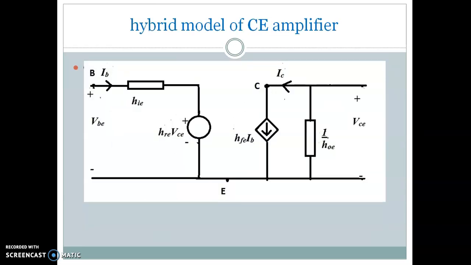So it has been replaced. We mentioned that the first subscript will always denote whether it is input, forward, reverse or output. Then the second subscript will always denote the configuration of your transistor. So it has been replaced here like hie, the input impedance of the CE amplifier. hre will be the reverse voltage gain of CE and hfe will be the forward current gain of CE, and 1 by hoe is the output impedance of the CE amplifier.